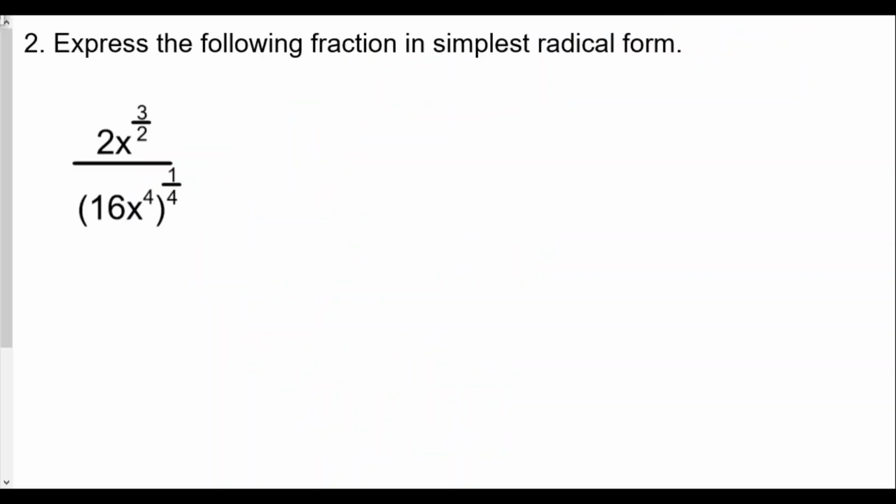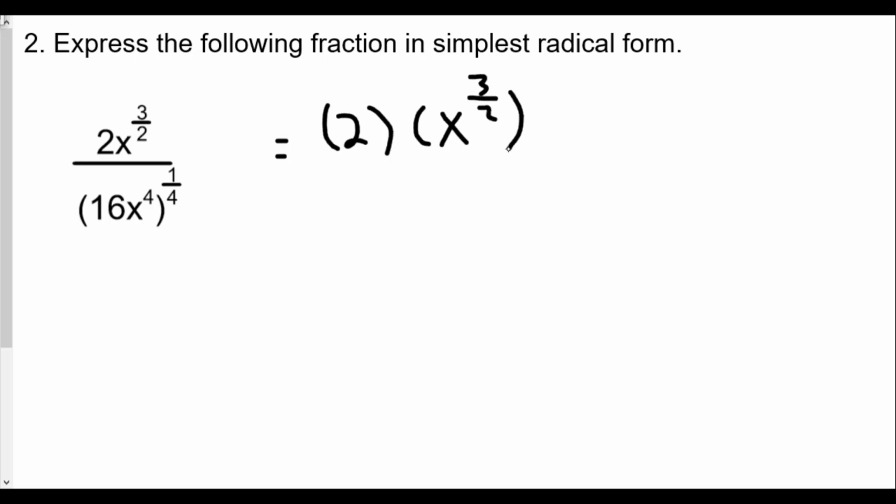Express the following fraction in simplest radical form. The idea here is that the exponent affects what it touches. And so we will have the following. We're going to change everything after we simplify our exponents. So we have 2 times x to the 3/2. So really, this is 2 times x to the 3/2.